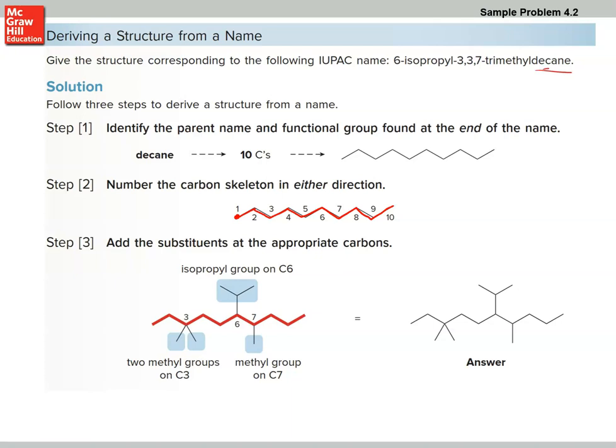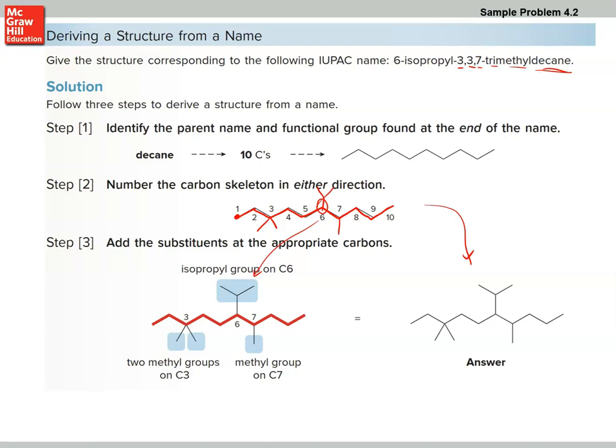So then I'll have this part completed, and then I'm going to count the numbers typically from left to right, just because it's easier to have a convention. And I know that I'm going to go to the 6 group. I know that I'm going to have at the 6 carbon an isopropyl group, so you can see that can be drawn out here. I have 3,3,7-trimethyl groups, so I have 3 methyl groups. I have 2 of those on the 3 and then 1 on the 7. So that's how I can draw that out. And this would be my final answer, which you can see down here as well.